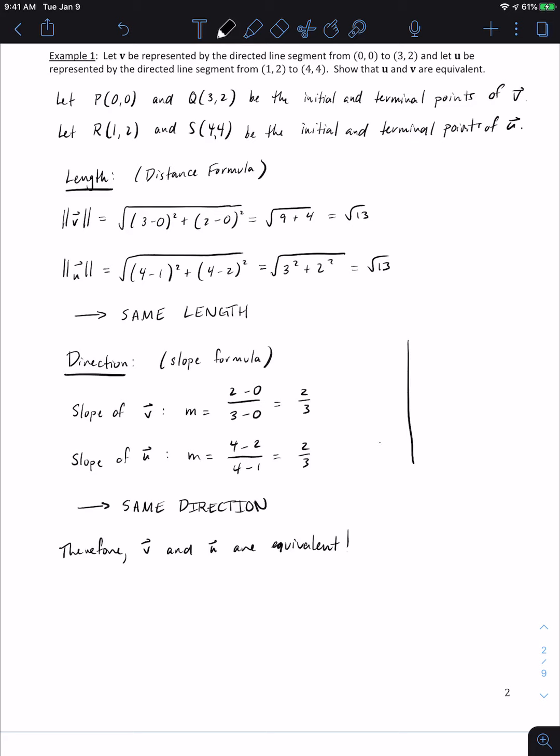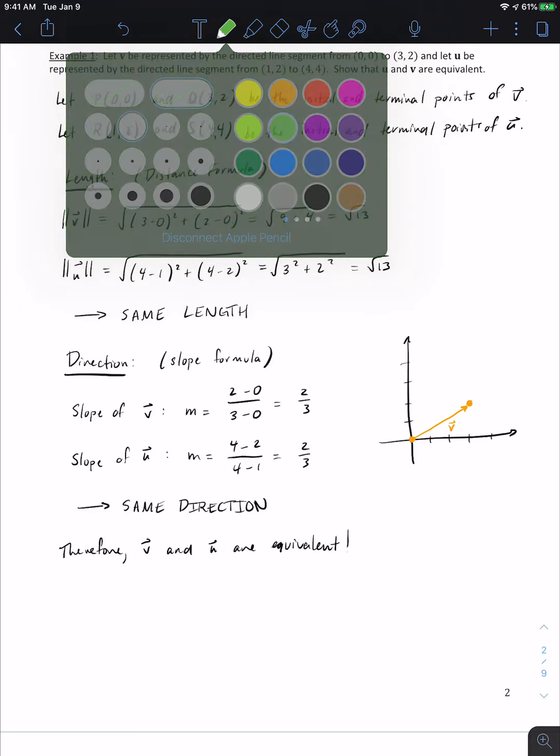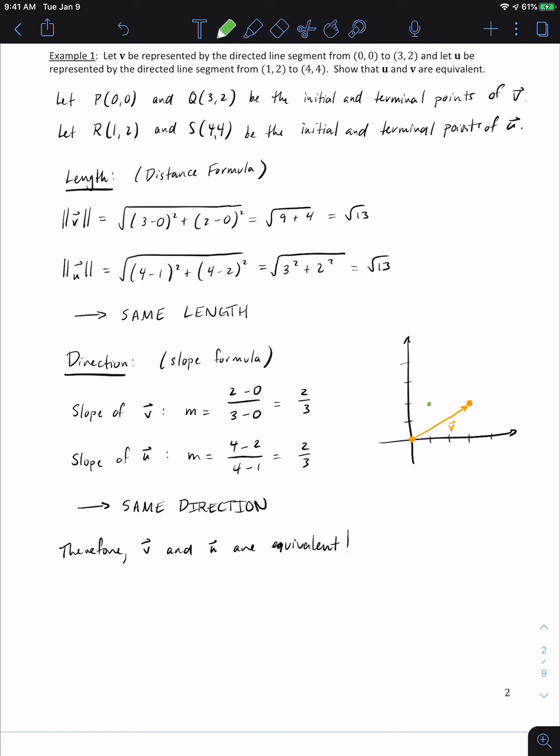Just for fun, let's go ahead and graph these just so we understand what's going on here. So let's do V first. V is from 0, 0 to 3, 2. So that would be this guy right here. Draw it a little bit straighter. That's our V vector. And then the other one is our U vector, which is, in green, from 1, 2, so up here, to 4, 4. So maybe right there, bring it down a little bit. So that's that vector.